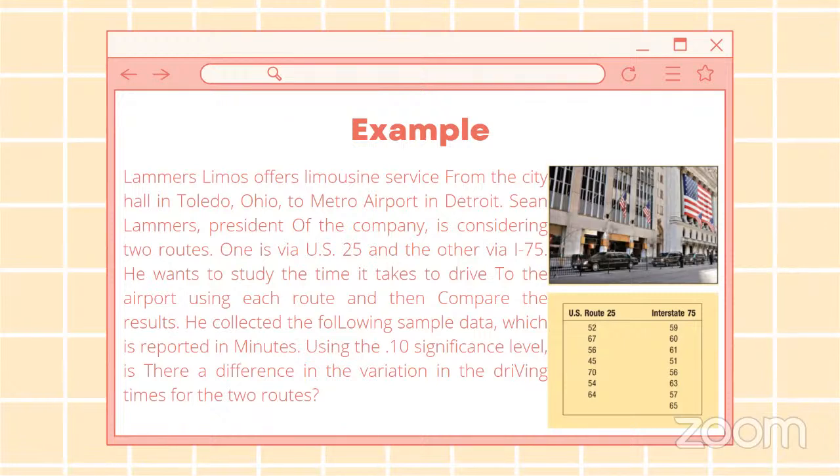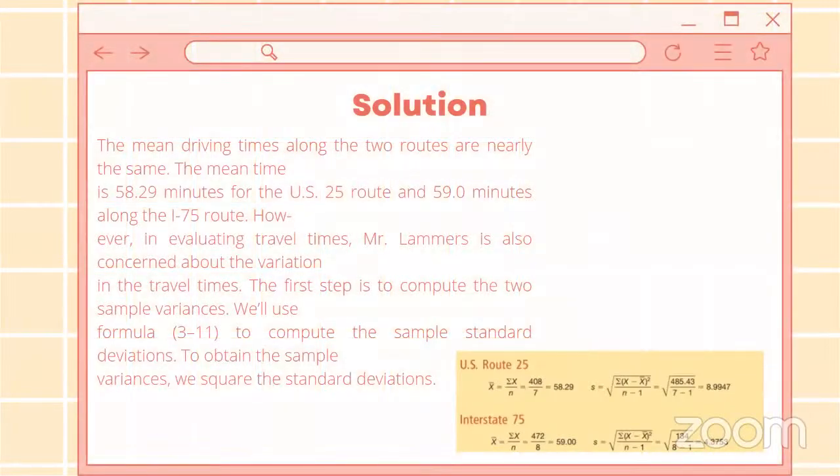Using the 0.10 significance level, is there a difference in the driving times for the two routes? Solution: the mean driving times along the two routes are nearly the same. The mean time is 58.29 minutes for the US 25 route and 59.0 minutes along the I-75 route.